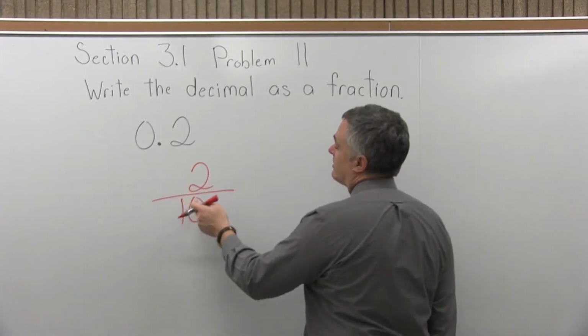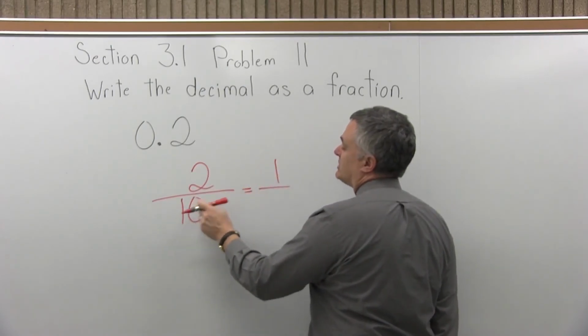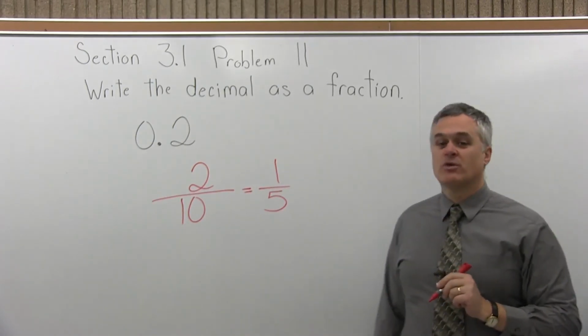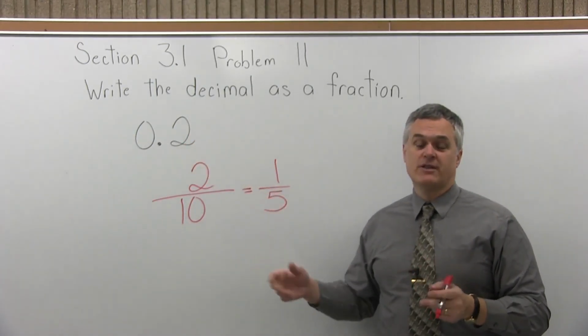Well, the 2 and the 10 are both even. 2 goes into 2 once. 2 goes into 10 5 times. So its reduced version would be 1/5. So 0.2 is equivalent to 1/5 as a fraction.